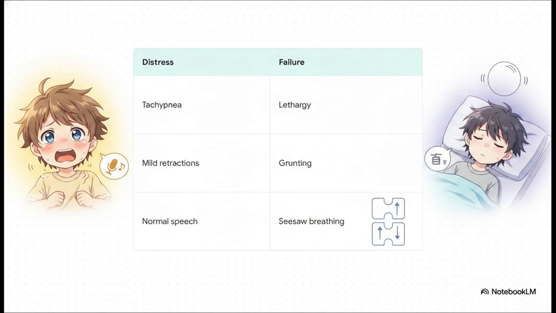Now, respiratory failure? That's when the child is losing the battle. They go from being anxious to extremely irritable, or worse, completely lethargic. You're going to hear expiratory grunting, which is the body literally forcing the alveoli to stay open. You'll see seesaw respirations, where the chest and belly move in opposite directions, and head bobbing with every single breath. If a test question mentions grunting or seesaw breathing, you are definitely in the failure zone.